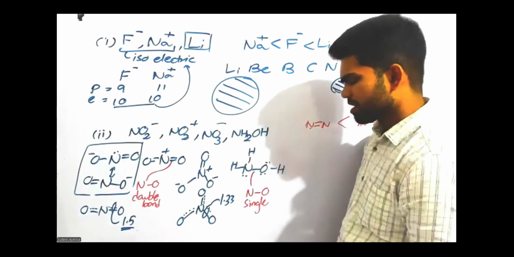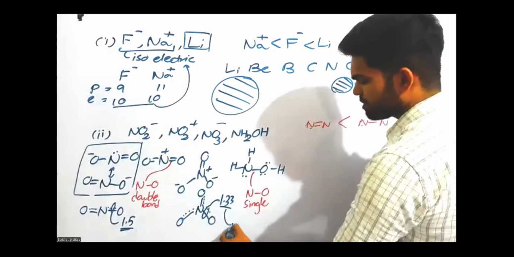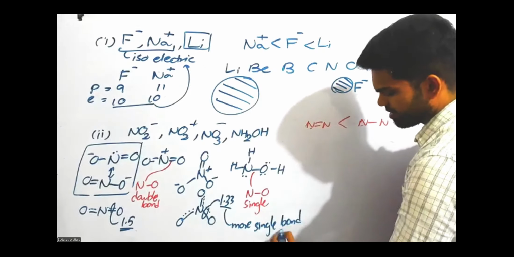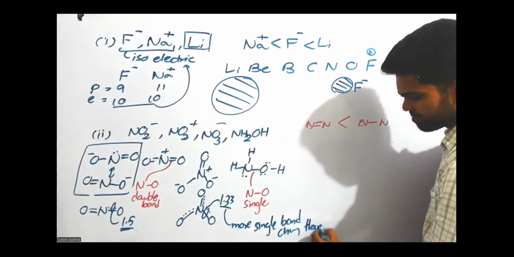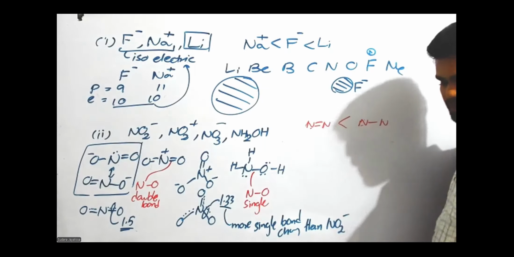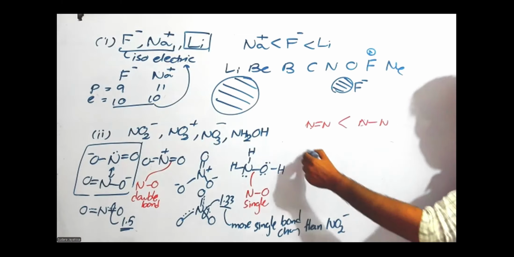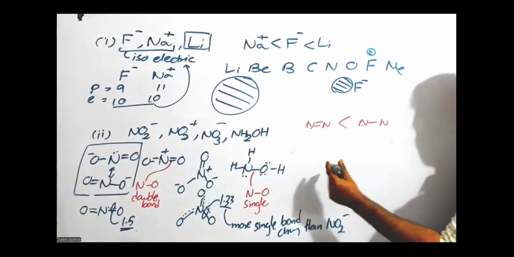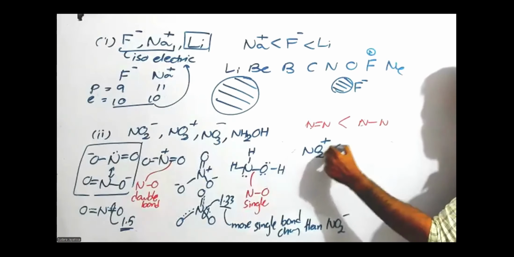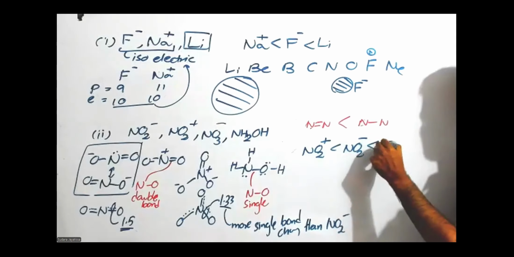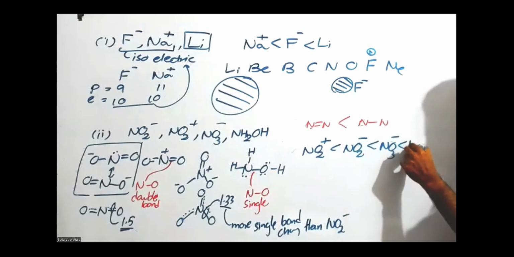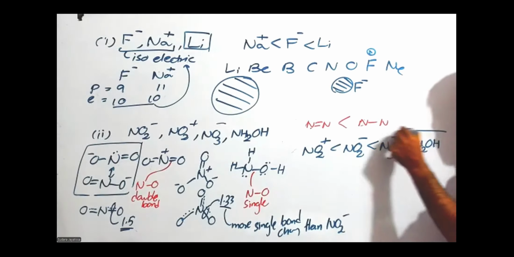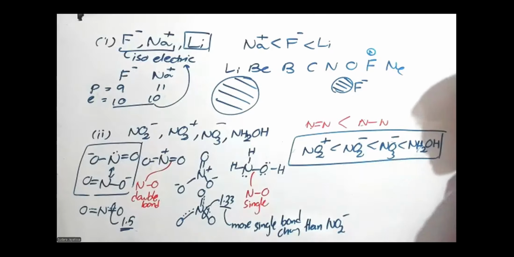So 0.33. That means this has more single bond character than NO2 minus. Therefore you can say NH2OH has the largest bond length. They're asking the ascending order now. So NO2 plus is the smallest one, then NO2 minus, then NO3 minus, and the largest is NH2OH. That's going to be the answer.